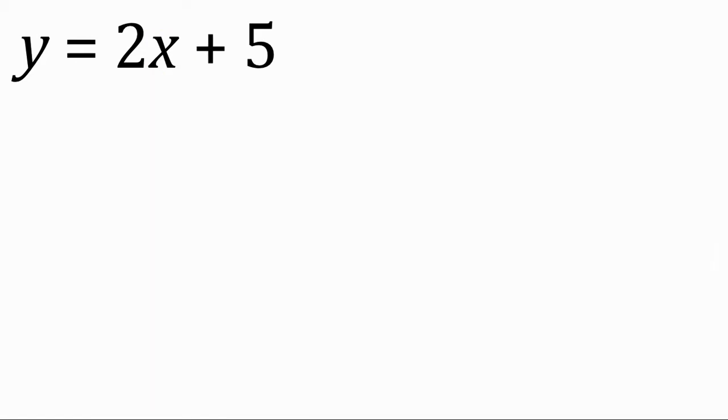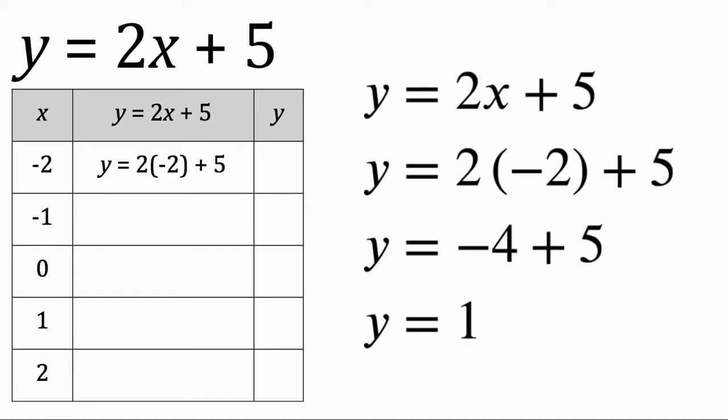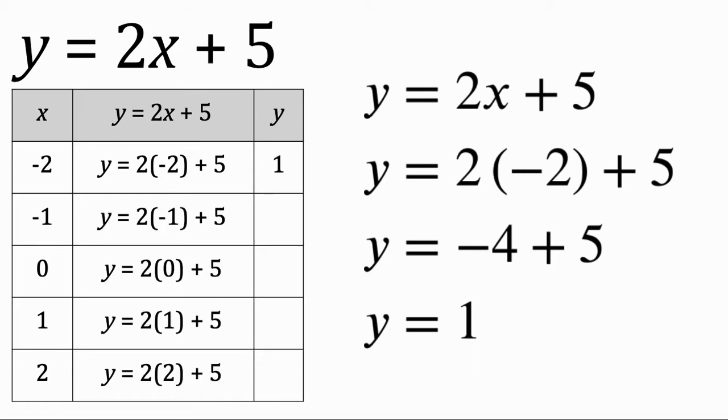Take this equation, for example. A reasonable set of x values to pick could be from -2 to +2. This allows us to see points near the origin and view a general trend. When we substitute -2 for x, the equation tells us to multiply 2 by x. So multiply 2 by -2, then add 5. We'll continue substituting the values from the x column into the equation to fill out the rest of the table.